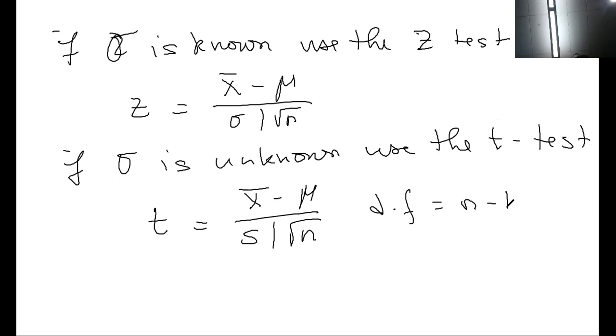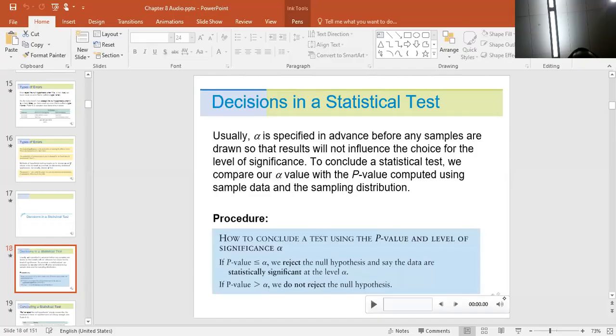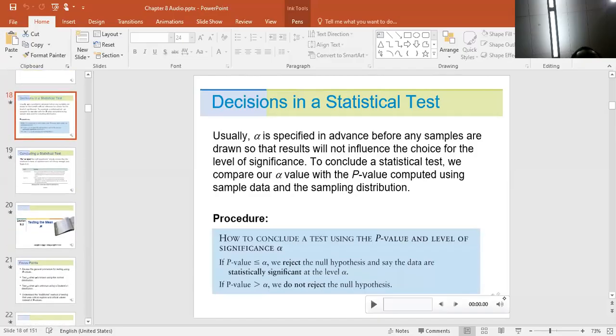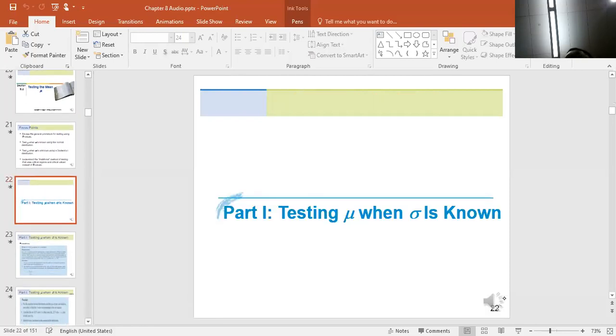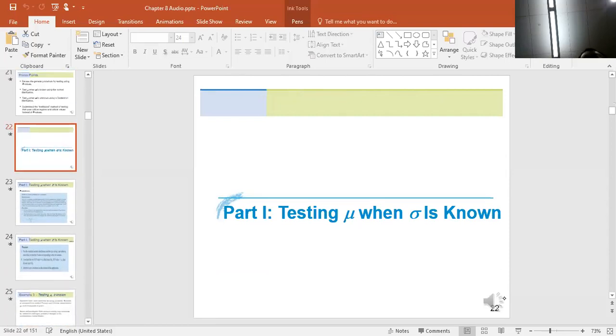So you will understand these things better as we do a lot of it. I am quickly discussing all the general for section 1 and 2, and then we are going to be looking at examples. And as we move on, you will get used to how to conduct tests. Testing mu when sigma is known. I've already told you about this.